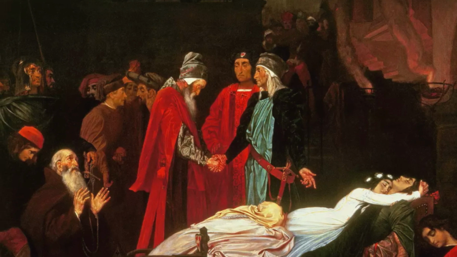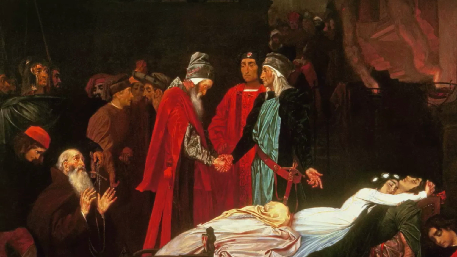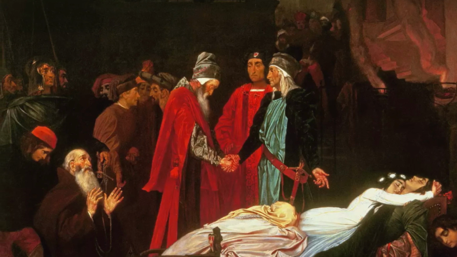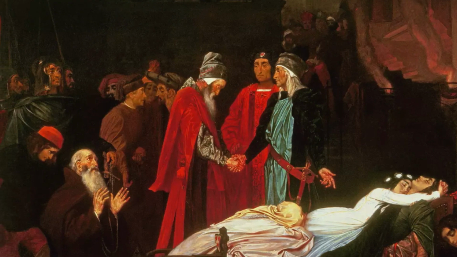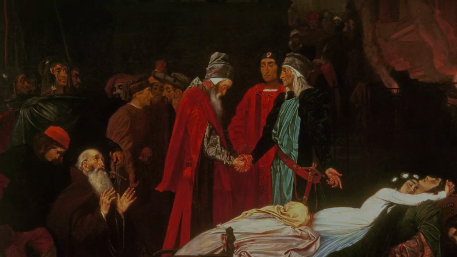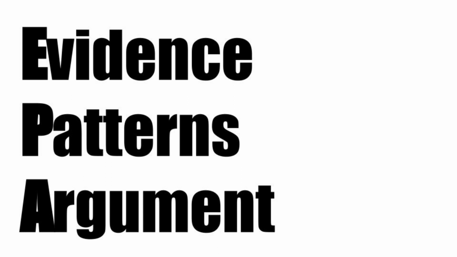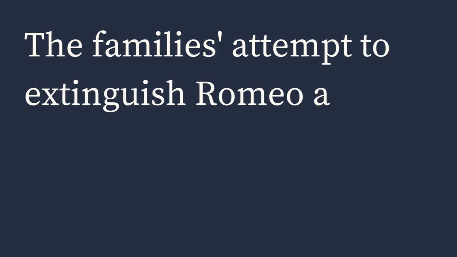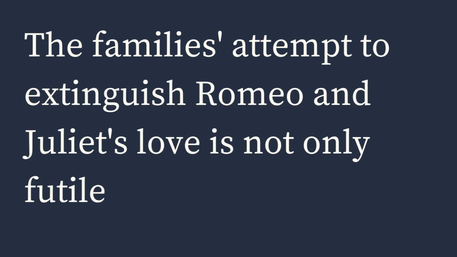And we see this really take place with the ending scene with the Capulets and Montagues as they make peace, unfortunately, too late after Romeo and Juliet have already had their infamous last scene together. So we're starting to draw some argument here, which is that the family's attempt to extinguish Romeo and Juliet's love is not only futile, but fatal.